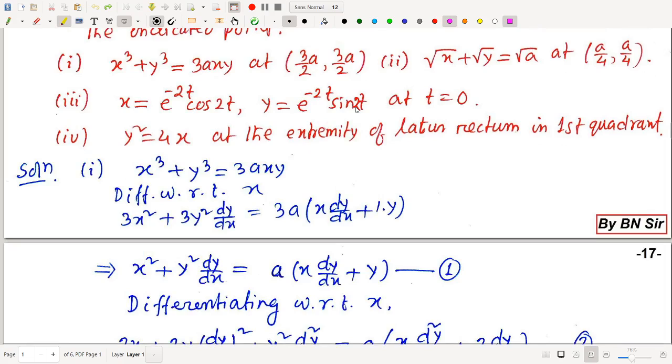Number 3 is given in parametric form. x equal to e to the power minus 2t cos 2t, y equal to e to the power minus 2t sin 2t, at the point t equal to 0.